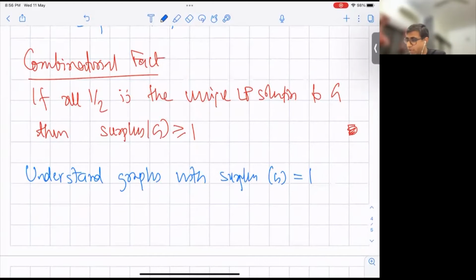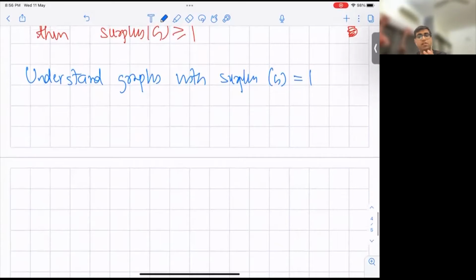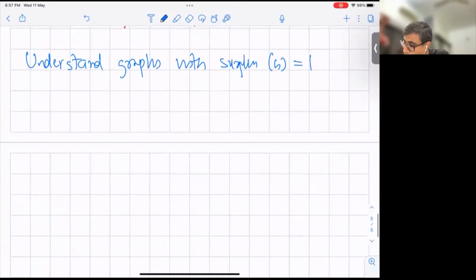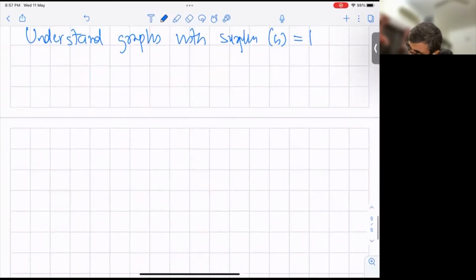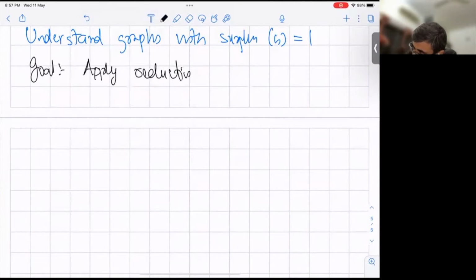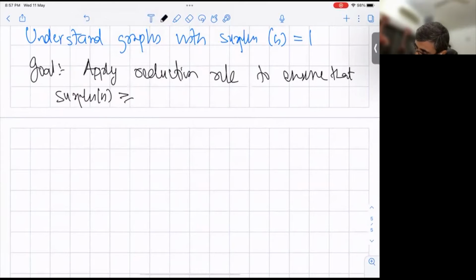Can we do something? Notice that up until now, whatever reduction rules we have told you helped us achieve surplus greater than or equal to 1. Now I want to tell myself that even if the graph has surplus of G exactly equal to 1, we might be able to apply some reduction rule. Is that fine? So that is my goal: to apply a reduction rule to ensure that surplus of G is at least 2.